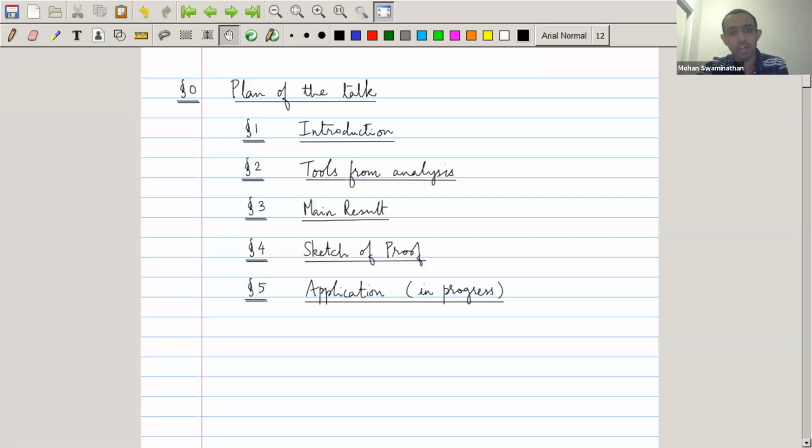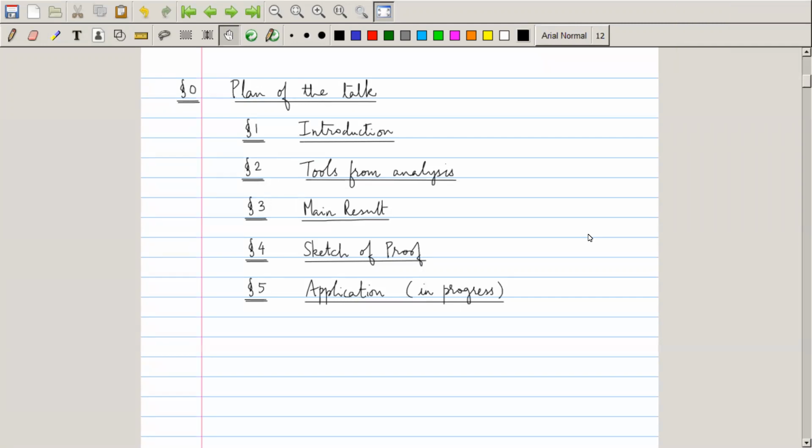The talk. In the first section, which is an introduction, I will introduce the main object of study, which is holomorphic curves in almost complex manifolds. Then in section 2, I will collect some tools from analysis that we will need for the main theorem that I will state in this talk. This will be treated as a black box section, so I will not really get into the proofs of any of these analytical estimates.